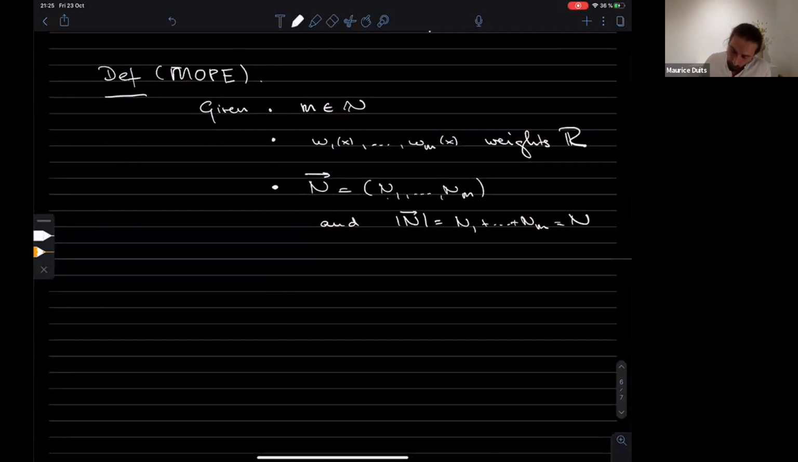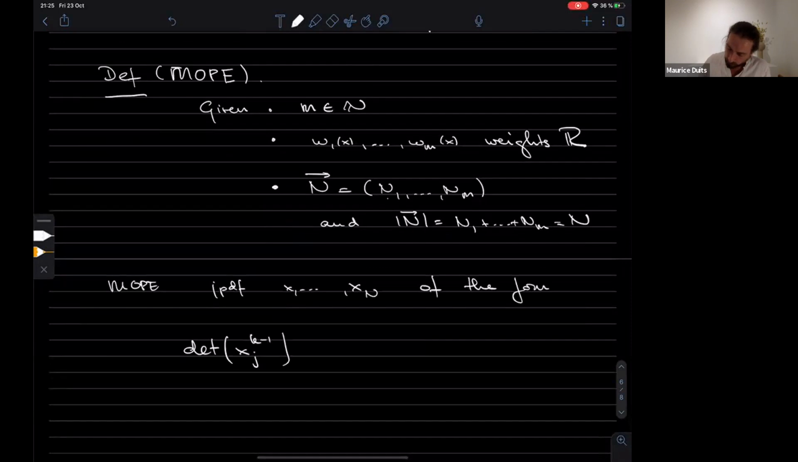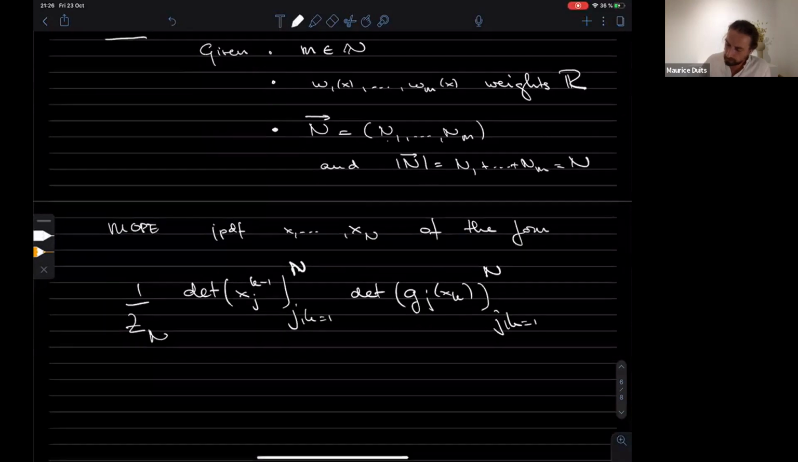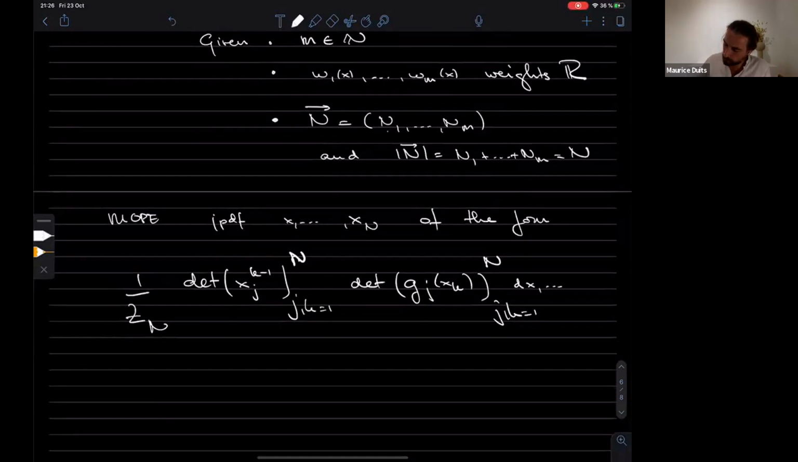And then you consider an MOPE. That's a joint probability distribution on points x_1 to x_N of the form: there is a determinant of x_j to the k minus 1. This is just the fundamental determinant that we usually have, but now we don't square it. There's also a normalizing constant. But there is a second part that is a bit complicated, a determinant with entries involving x_j and k, where j and k run from 1 to N. And these functions, I will just put on the Lebesgue measure now to make things slightly simpler. Oops, what happened here?